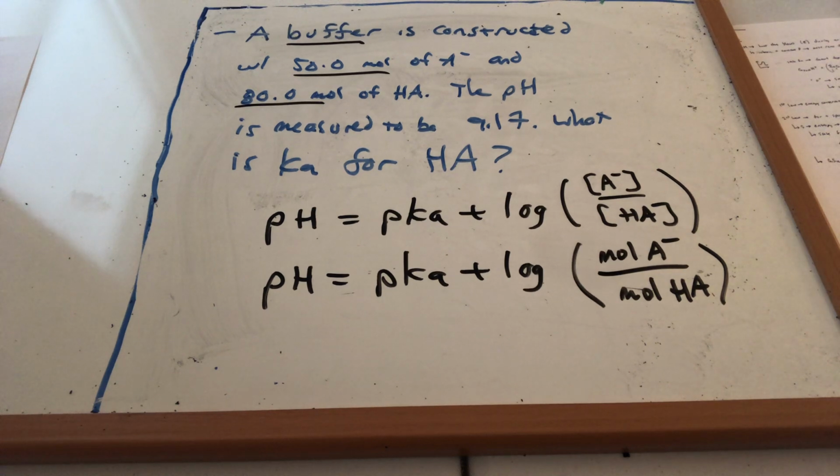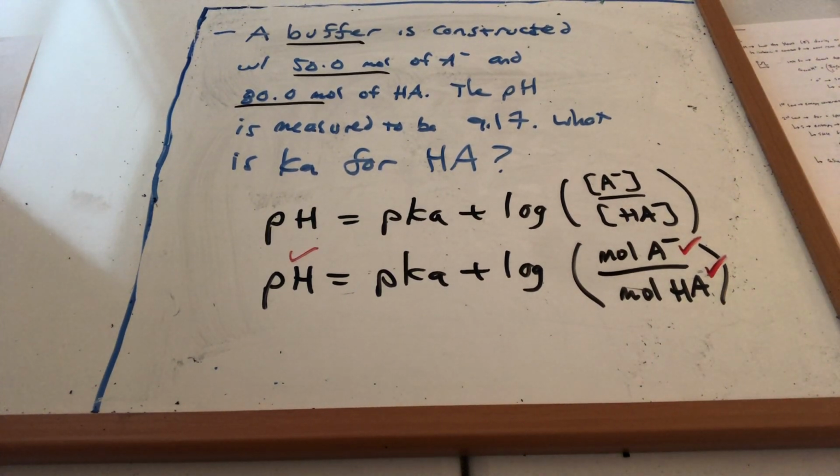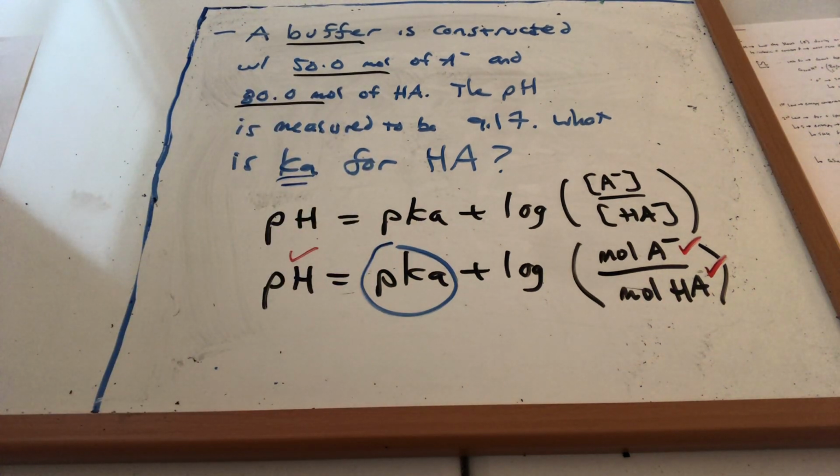So let's do our checklist. Let's see what we have, right? We're given a pH. We're given a moles of A minus. We're given a moles of HA. What we don't know is the pKa. And what are we trying to calculate? We're not trying to calculate the pKa. We're trying to calculate the Ka, but we do know the relationship between these two objects.